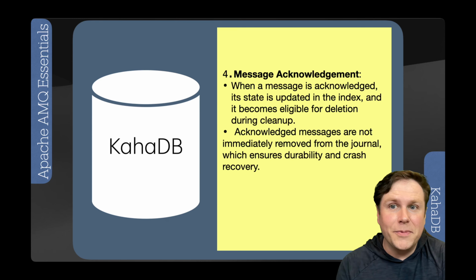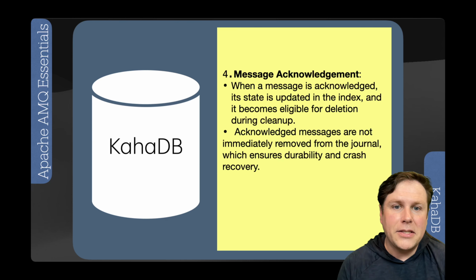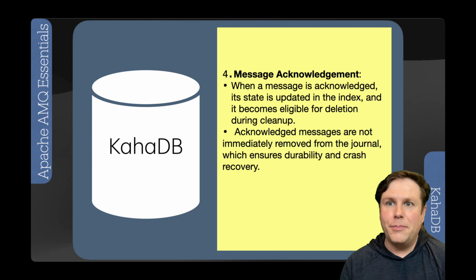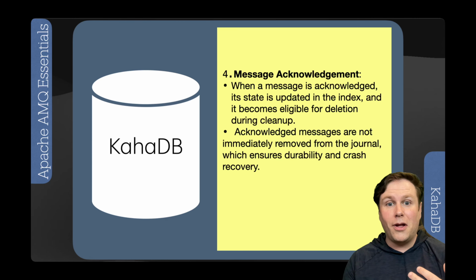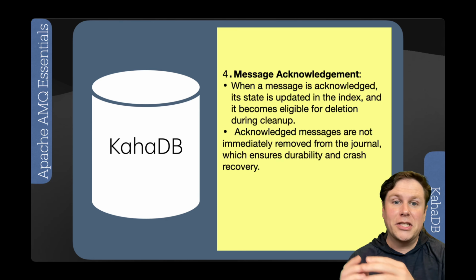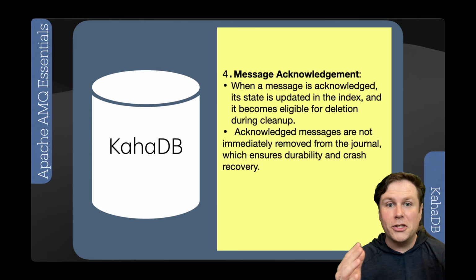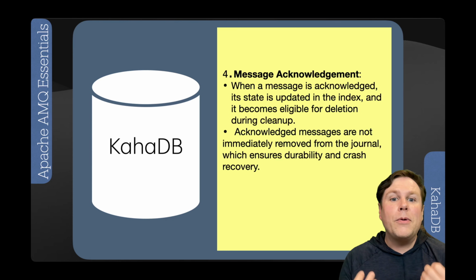Message acknowledgement. Okay, so when a message is acknowledged, we update the state in the index and then it becomes eligible for us to remove. So you imagine you have in our tree and on our log, we have our data, and as we acknowledge that that message has gone through, it's been persisted down, a client came in, it pulled the message out, it's now acknowledged that it's been consumed. Now we can clean up.